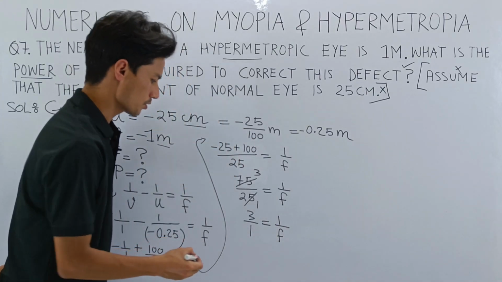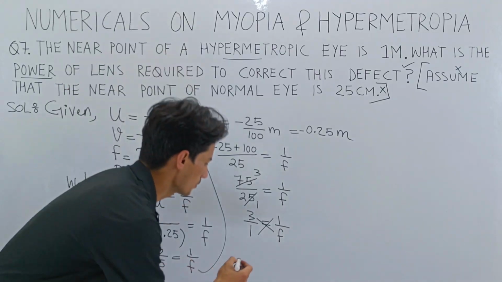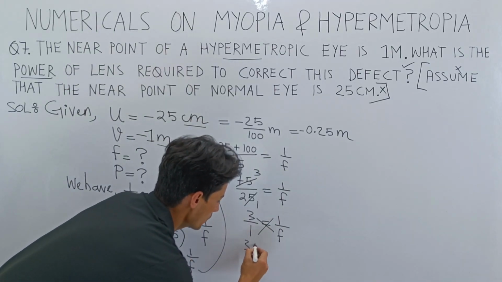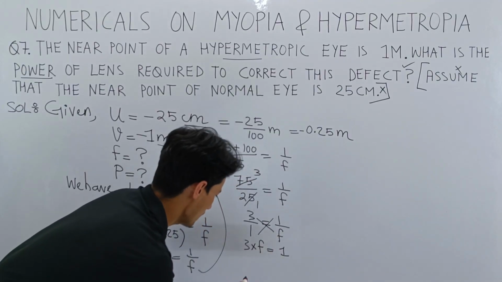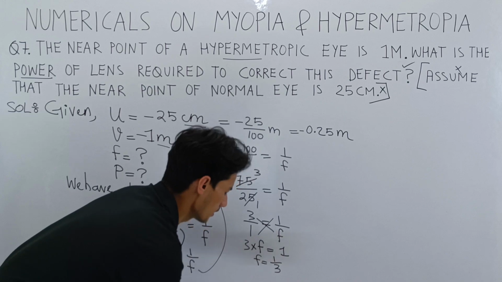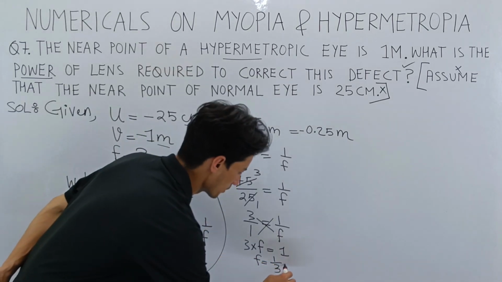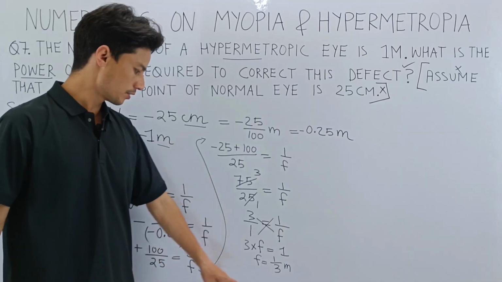So what are we doing? Cross multiplication. Let's go for cross multiplication. Are the signs correct? Yes, correct. So you will be getting 3 into f, and here you will be getting 1. So f value will be 1 by 3. This is in meters. So focal length value is 1 by 3. Just keep it like that. Okay, we are not done.